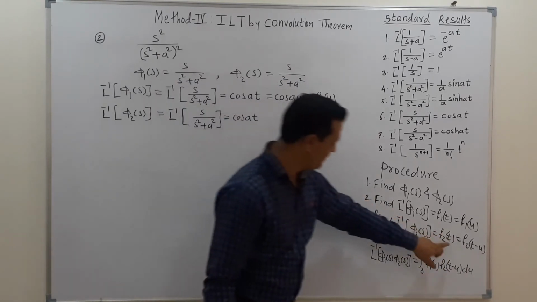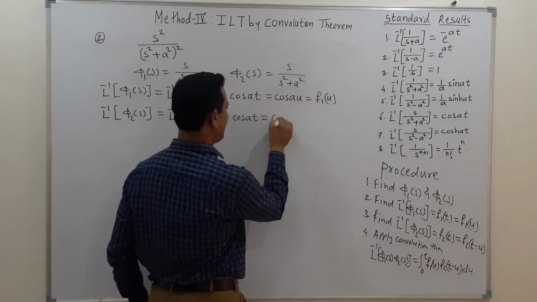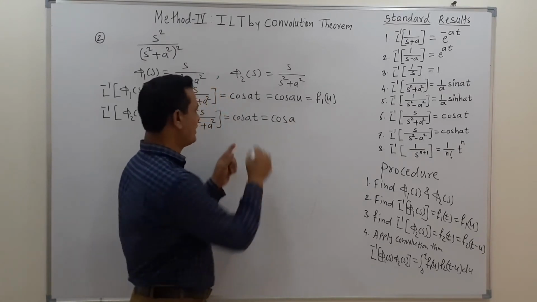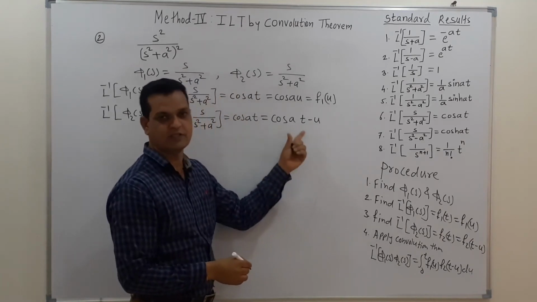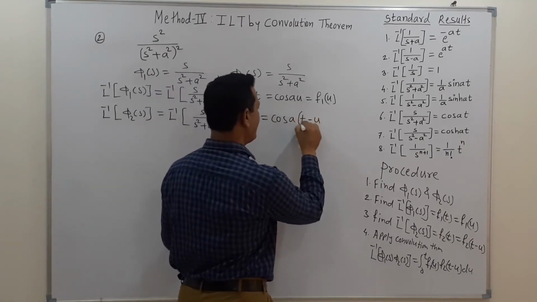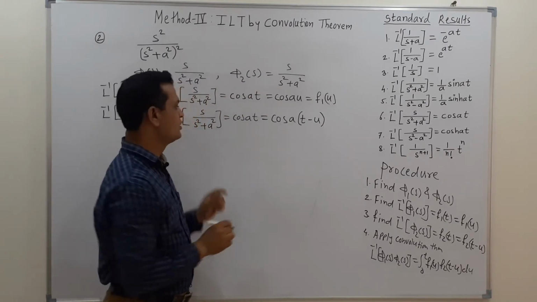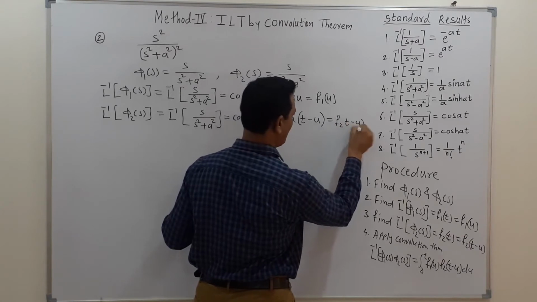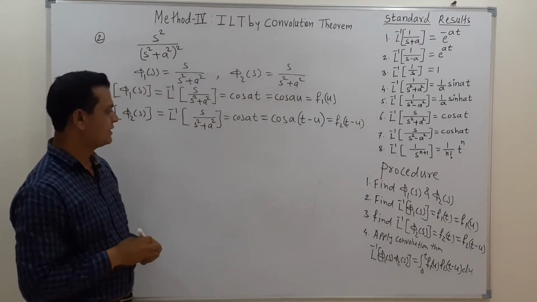But here replace t by t minus u. So if we replace t by t minus u, then we get cos of a. Now replace t by t minus u. So don't write it in this way, this is a mistake point. We are replacing t by t minus u, so write down brackets for that value. So now this is the value of our f2 of t minus u.